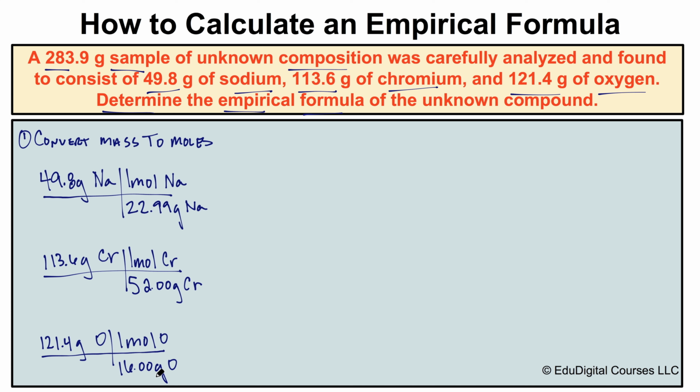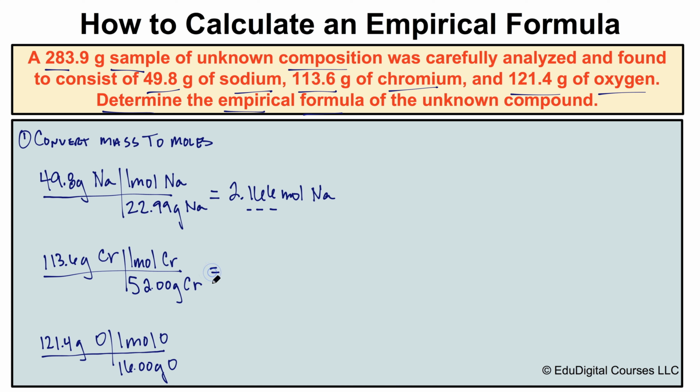So now all we need to do is take 49.8 divided by 22.99, and we're going to end up with 2.166 moles of sodium. And in this step right here, when we're figuring out the number of moles, I like to go ahead and keep 3 decimal places, so that way our number at the end of our calculation isn't too far away from where it needs to be.